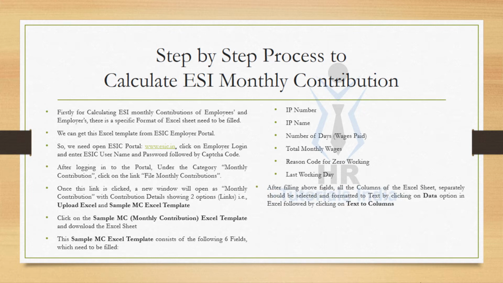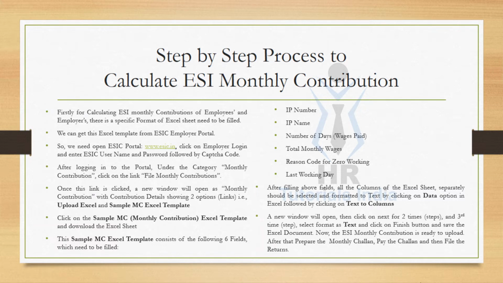After filling above details, all the columns of the Excel sheet separately should be selected and formatted to text by clicking on data option in the Excel followed by clicking on text to column. A new window will open, then click on next button for 2 times or 2 steps, and in the third step select the format as text and click on finish button and then save the Excel document. Now the ESI monthly contribution data is ready to upload.